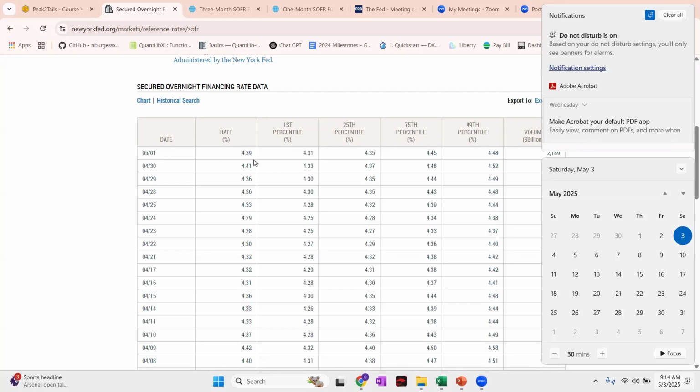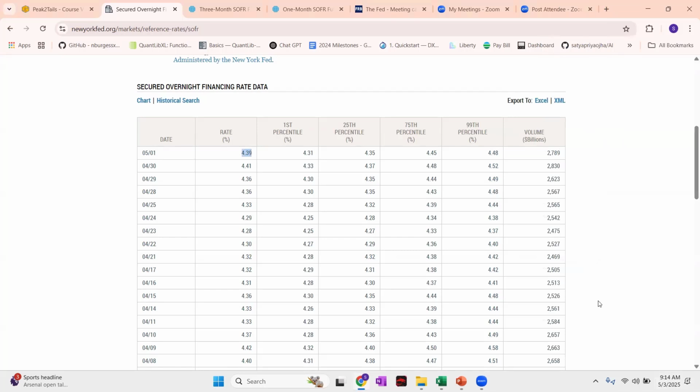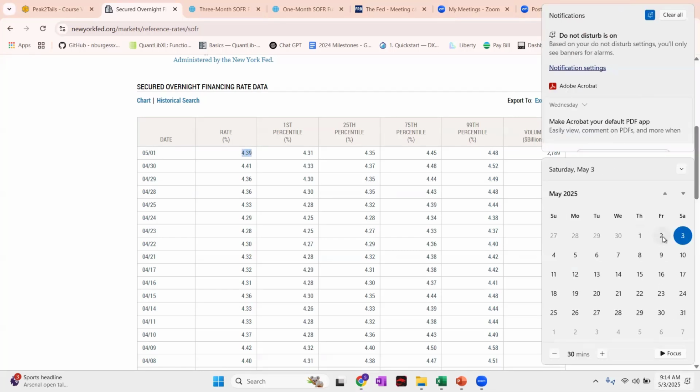Make sense? 4.39% is the SOFR rate applicable for Thursday that I have. Friday rate, I don't have it. I'll have it on Monday, published on Monday. So there is a lag of 1 day. Please remember, published day and the value date have a lag of 1 day. Sometimes if there are holidays, there will be a lag of 3 days.